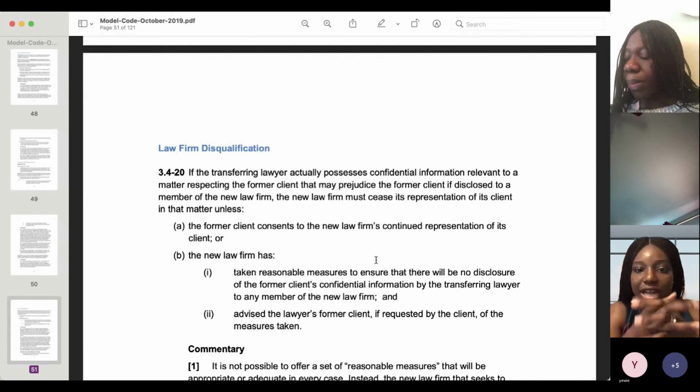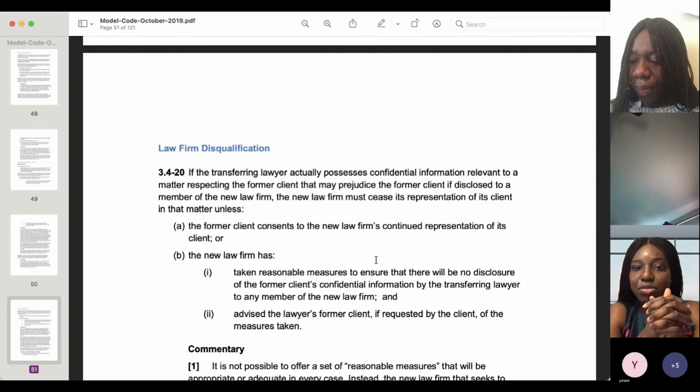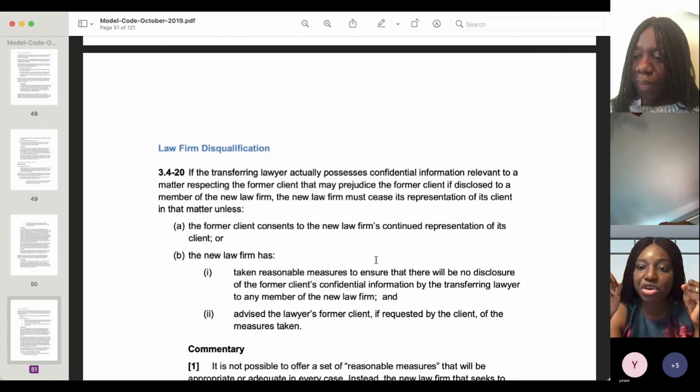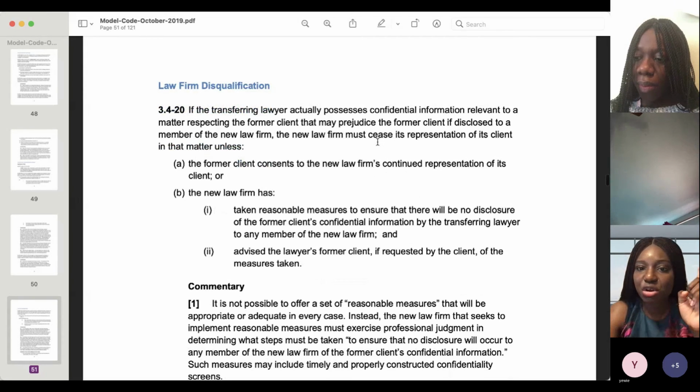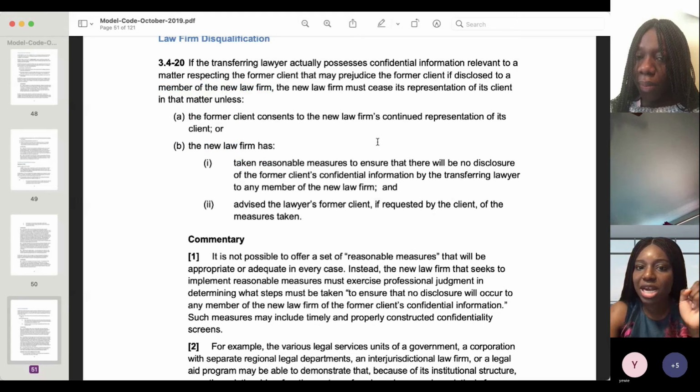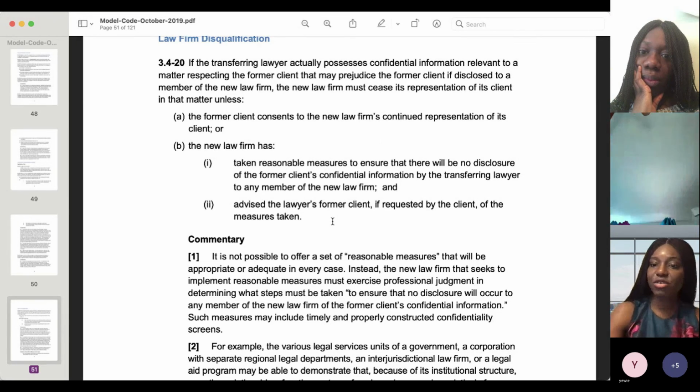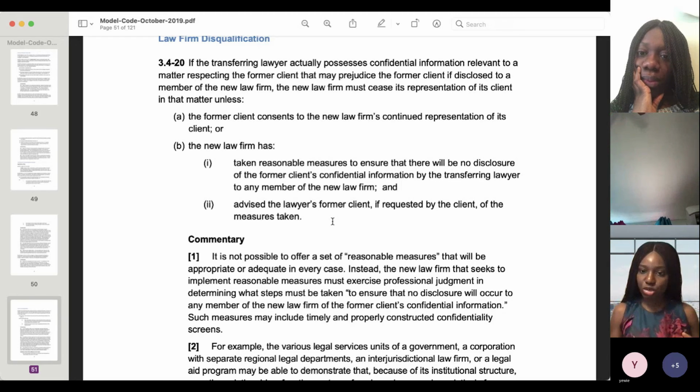If a transferring lawyer actually possesses confidential information relevant to a matter respecting the former client that may prejudice the former client if disclosed to a member of the new law firm, the new law firm must cease its representation of its client in the matter unless the former client consents to the new law firm's continued representation of its client, which is the first cure, consent, or the new firm has taken reasonable measures to ensure that there will be no disclosure of the former client's confidential information by the transferring lawyer, and advise the lawyer's former client. Okay, they always have to advise the former client of the steps that they're taking, right?